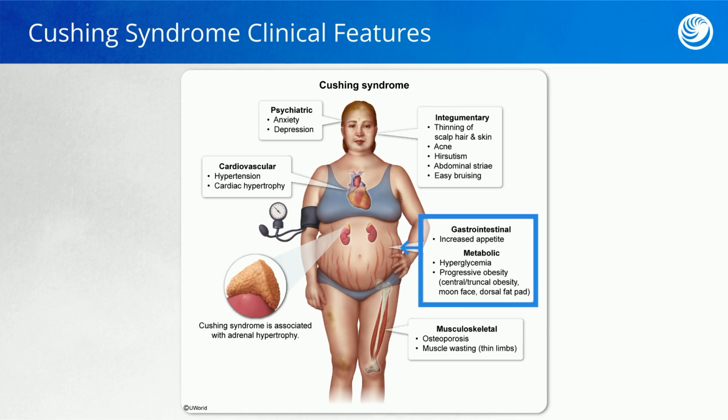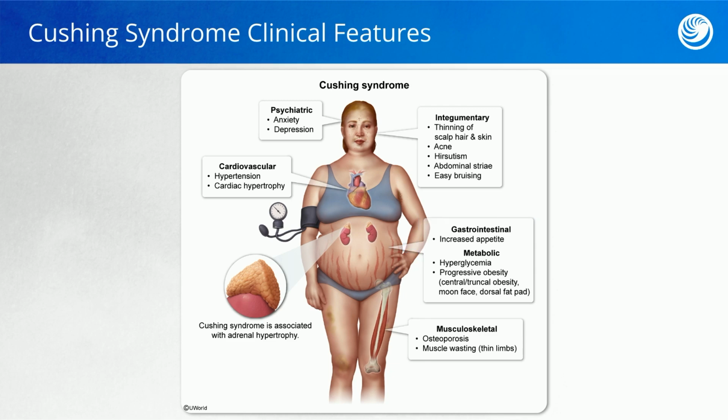Metabolic changes with cortisol are important. The presence of cortisol itself leads to insulin resistance, as well as gluconeogenesis by the liver. Essentially, what this can lead to is the development of hyperglycemia, especially when the client has an increased appetite. Therefore, it's very important that we monitor blood glucose levels in these clients.